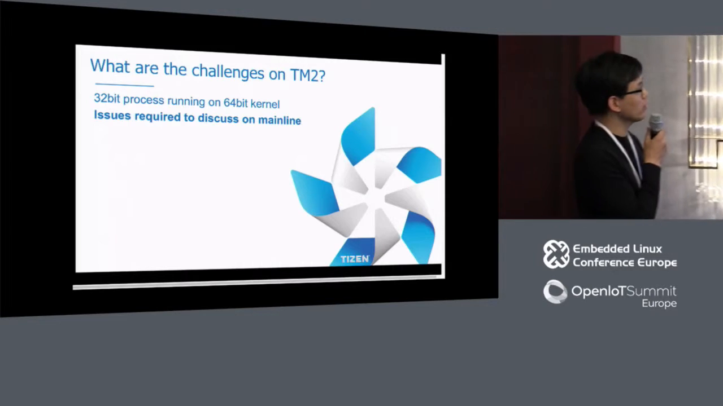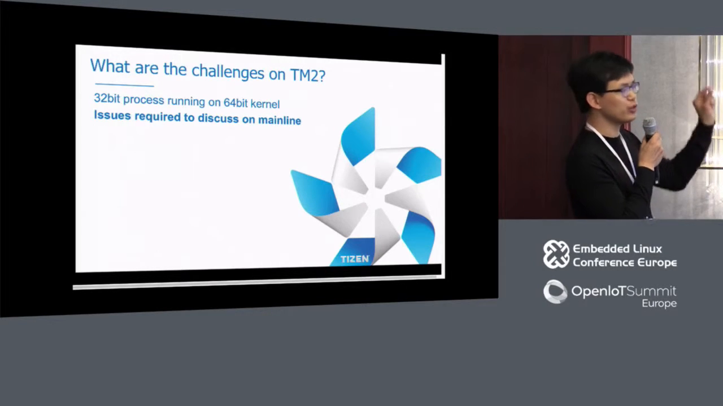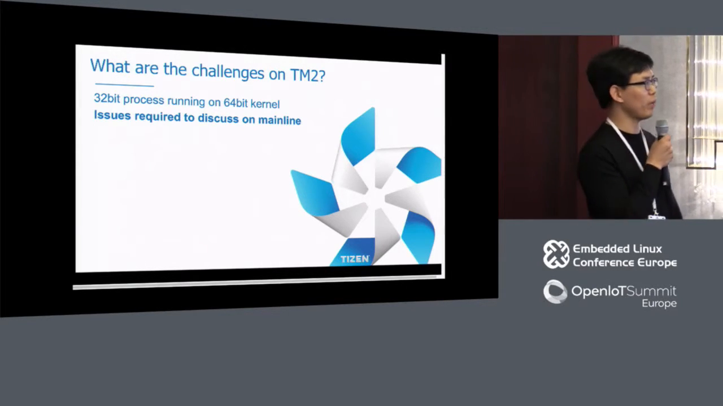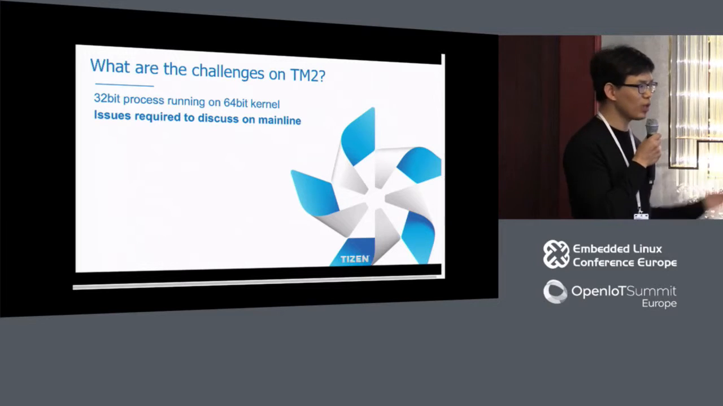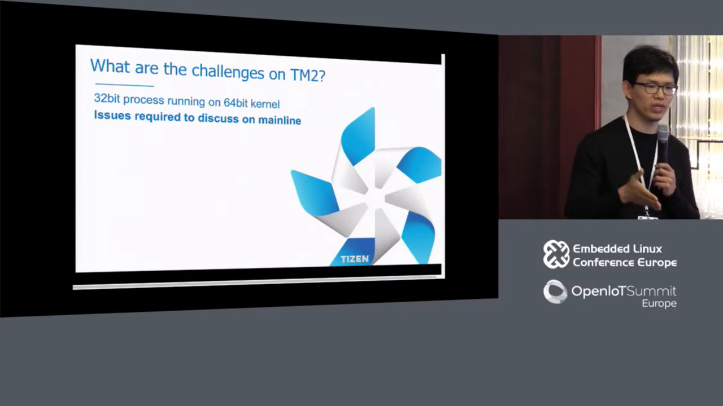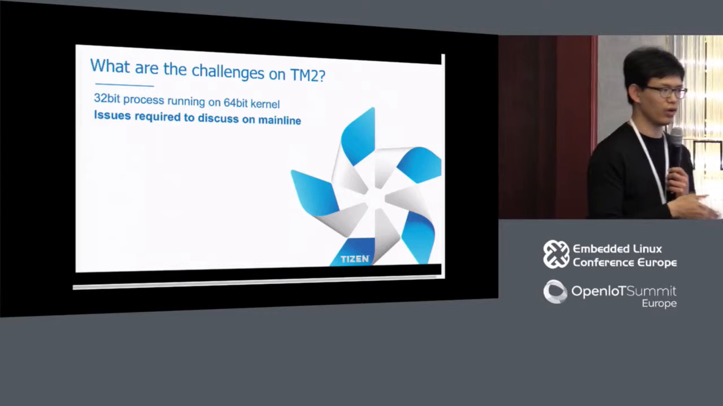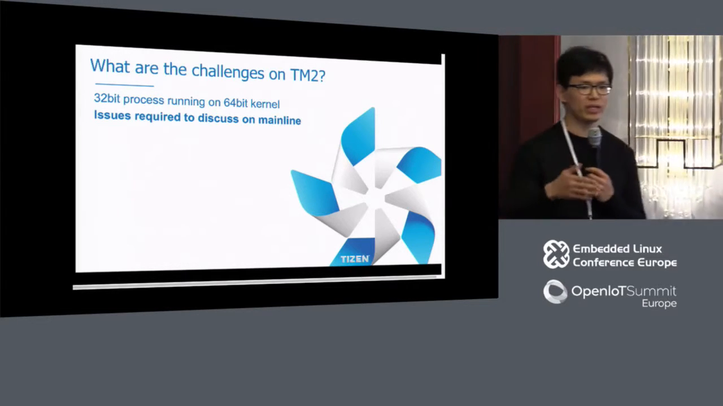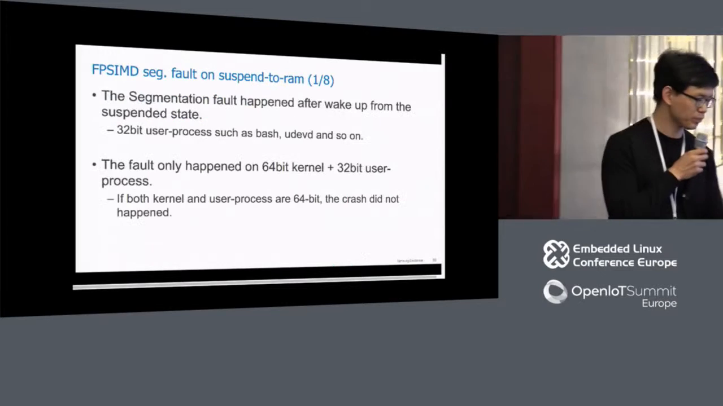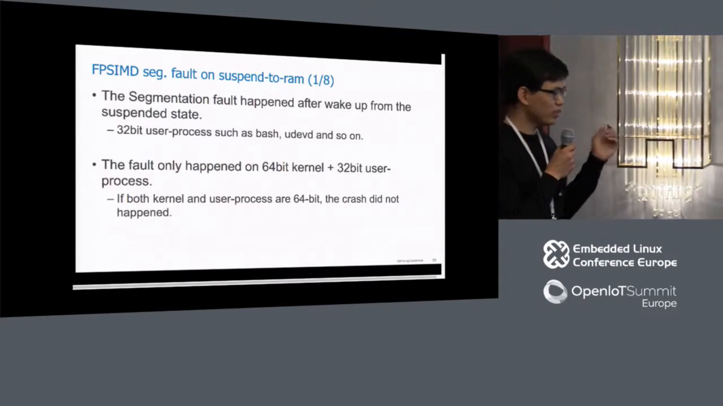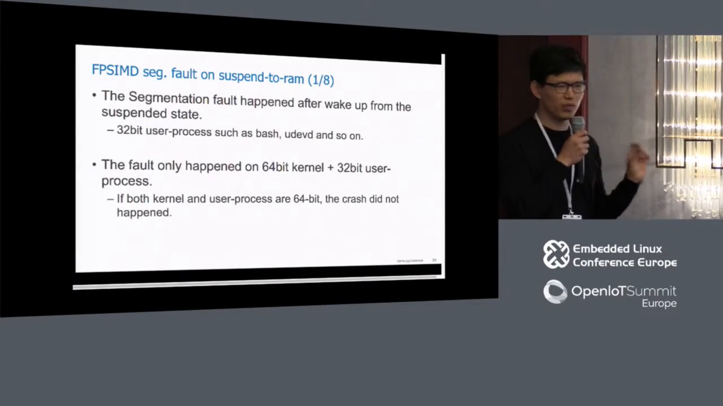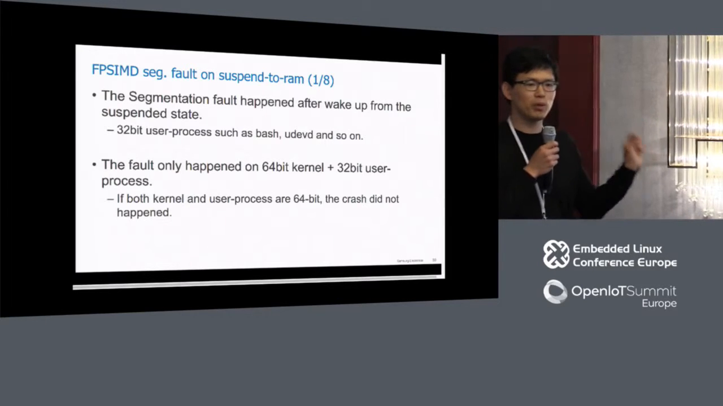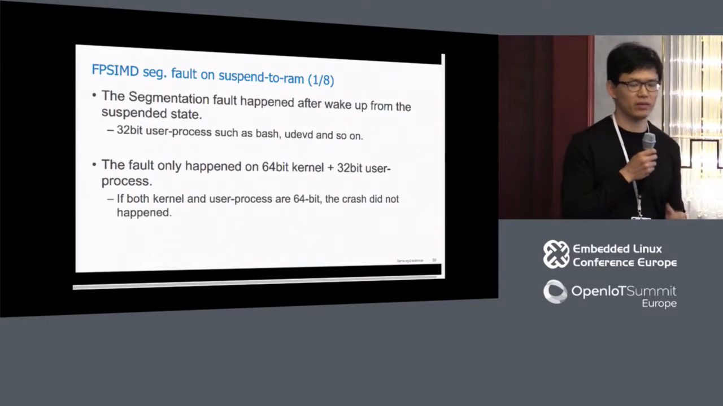In this chapter, I explain the issues that are required to be discussed on mainline. It means that some issues depend only on the 64-bit kernel, while other issues depend on both the 32-bit and 64-bit kernel. The first issue is the FP SIMD segmentation fault. This problem still remains on the mainline.